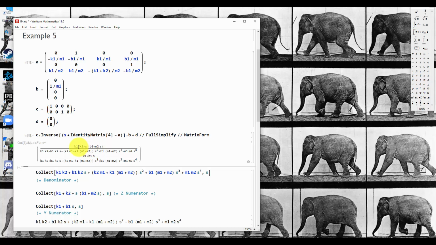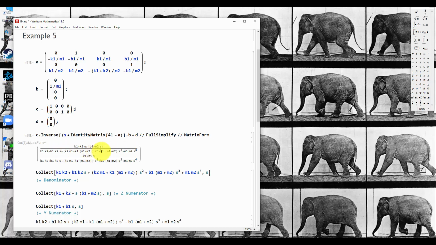The top one is going to be in the same order as our C matrix. So in the C matrix here, the first row is pulling out z, and the second row is pulling out the y value. So the first transfer function we developed is Z over U, the input, and the second one is Y over U. So it's not in the greatest form yet.